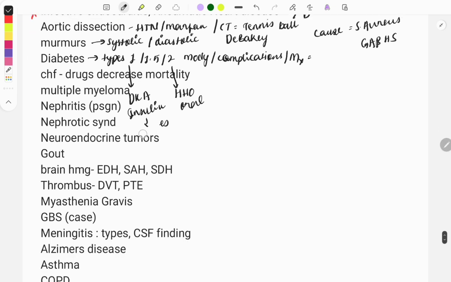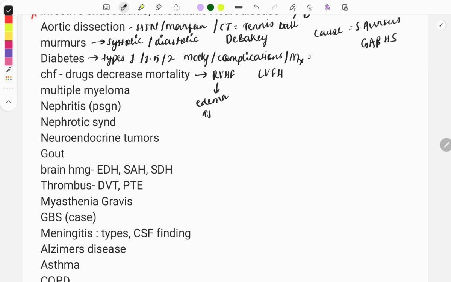Then moving on to congestive heart failure. There are certain findings seen in right ventricular heart failure, and if there is left ventricular heart failure, there will be different findings. Like in the right ventricle, you can see edema, liver cirrhosis, then elevated JVP. And if there is left ventricular failure, then it will be affecting the pulmonary circulation, there will be pulmonary edema, pulmonary artery hypertension. So based on these clinical findings, you can differentiate whether it is the right ventricle or the left ventricle.